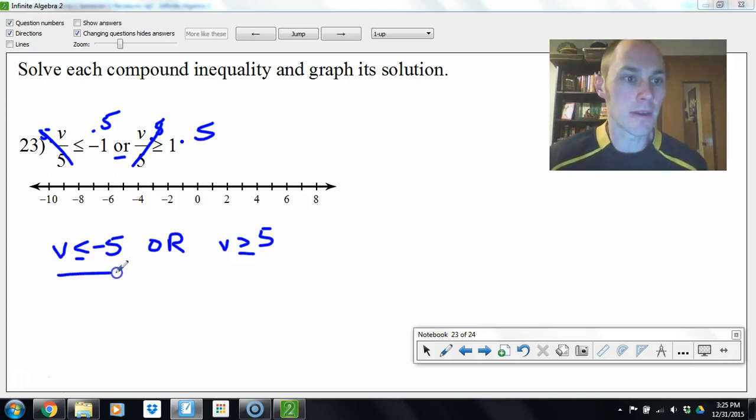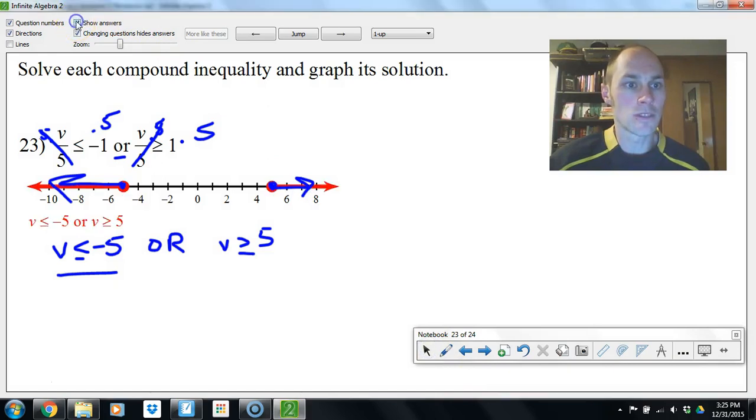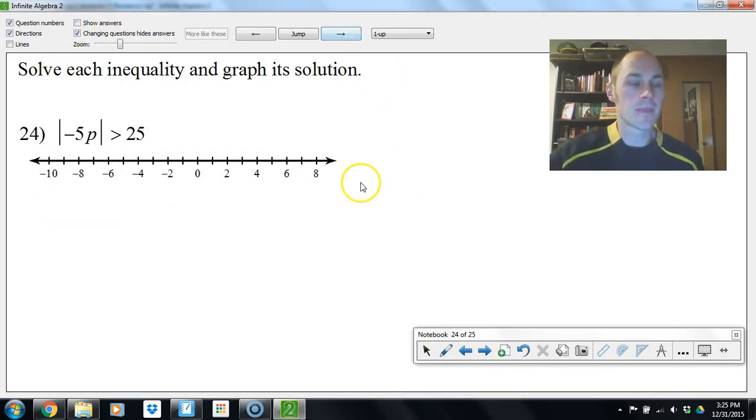So we'll graph both separately. v is less or equal to negative 5, filled in, and less than is that way. Or v is greater or equal to 5. Once again, filled in, going that way. Check our answer, and it matches. Next one, absolute value inequalities.